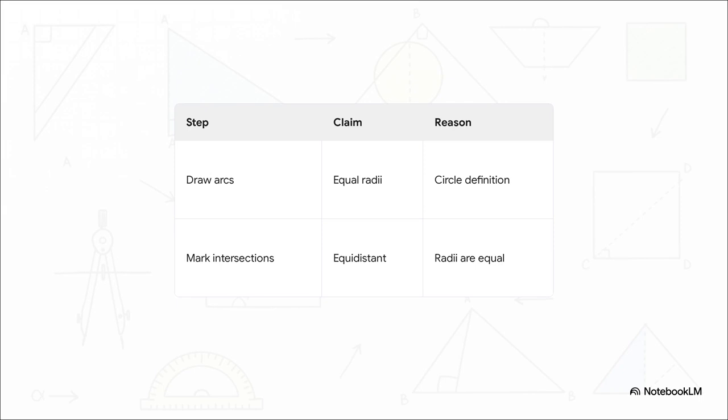Every physical step of that compass ties strictly to a foundational geometric reason. Think about it. When we drew those arcs from A and B keeping the exact same width, our claim was that the arcs have equal radii. The mathematical reason for that? The very definition of a circle. Then, when we mark the intersection C and D, we can officially claim that points C and D are equidistant from A and B. Why? Because radii of the same circle are strictly equal. See? We didn't need to invent any complicated theorem names. We just relied on the pure definition of a circle's radius.